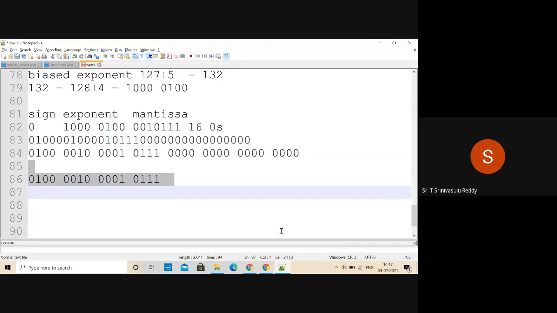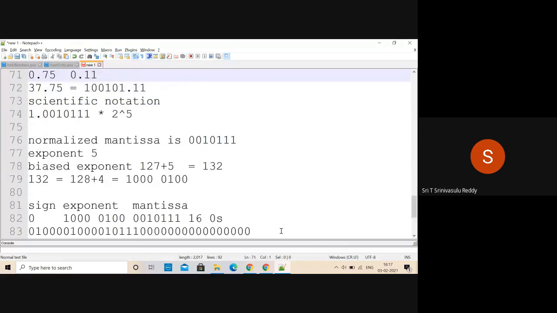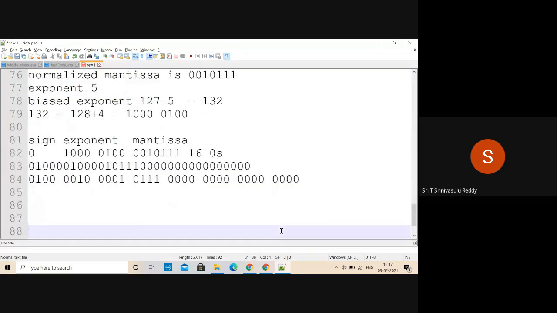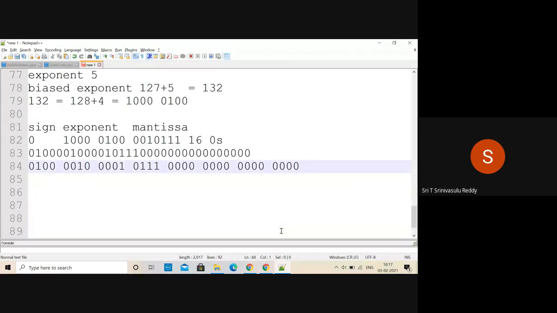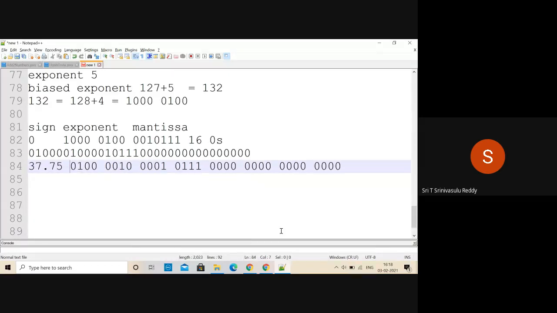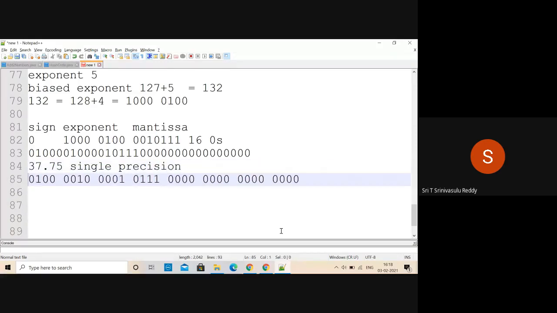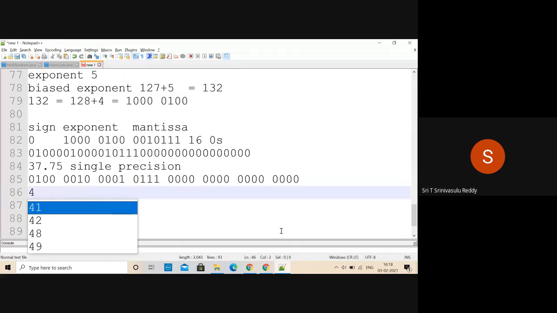So this is the actual representation of what are we representing? What is the number we are actually trying to represent? 37.75. The representation is going to be this. Single precision is going to be this. Same thing using hexadecimal if you want. Groups of 4. This is 4 actually.